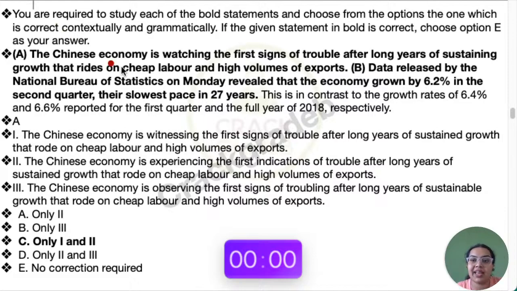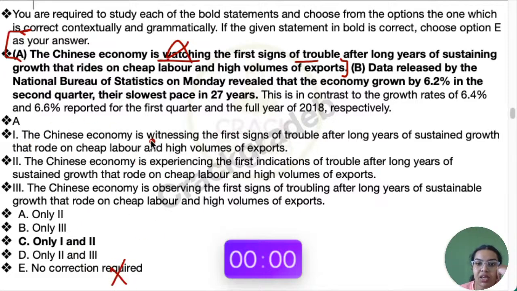So for the first highlighted sentence, you are supposed to read the bold ones, and whichever sentence out of the options is grammatically correct and contextually correct, that's what you have to choose. So, the Chinese economy is watching the first signs of trouble after long years. Watching signs of troubles after long years. Watching makes no sense here. Okay, so of course, watching is wrong, no correction required.